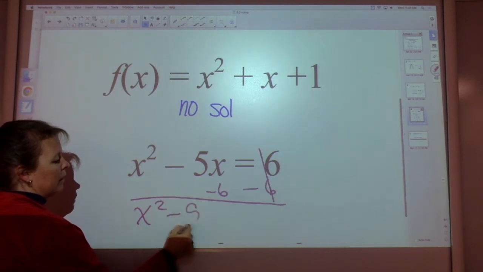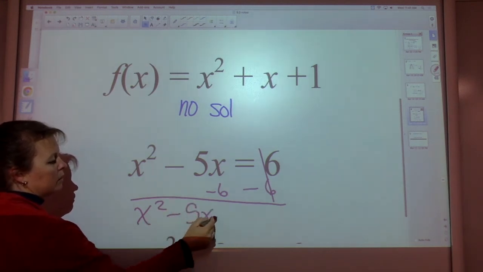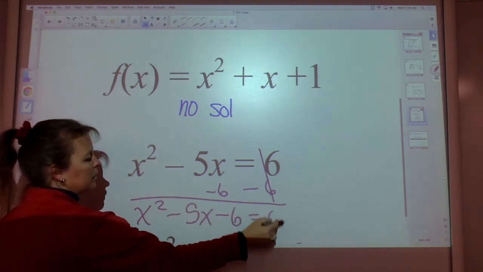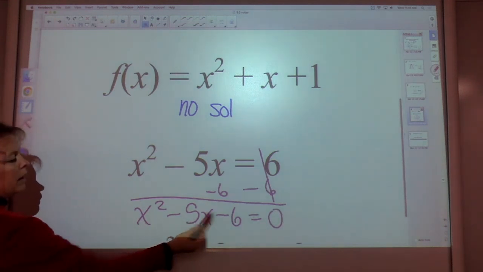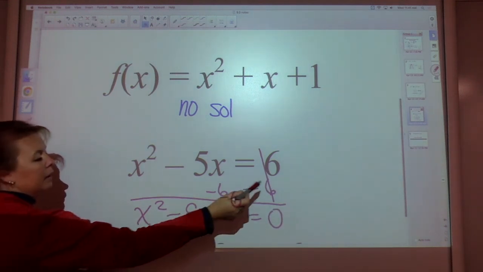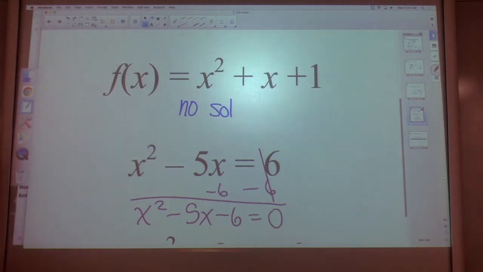Why would we do that? X squared minus 5x minus 6 equals 0, so that it looks just like a quadratic equation with a, b, and c, and it equals 0 at the end. So sometimes you're going to have to rearrange your equation a little bit. What does it look like now with x squared minus 5x minus 6? Type it into your website.